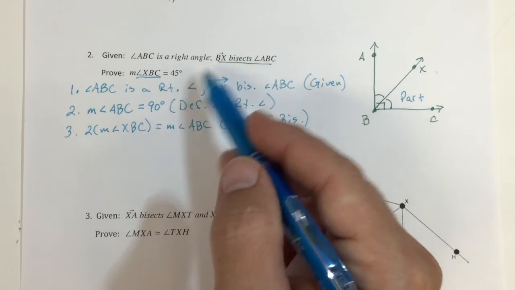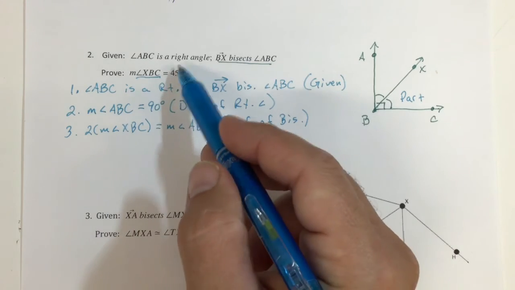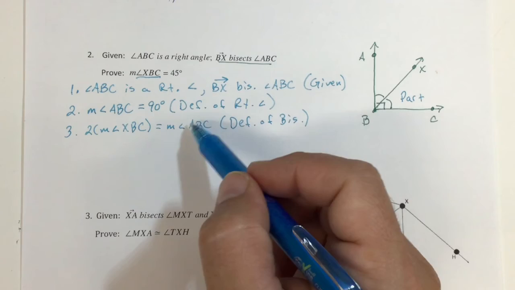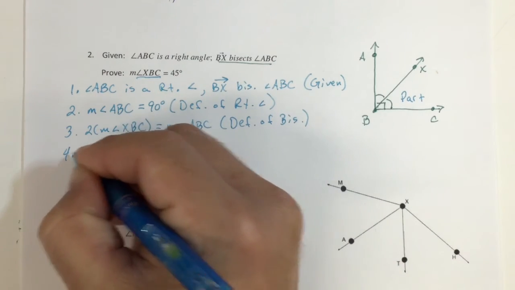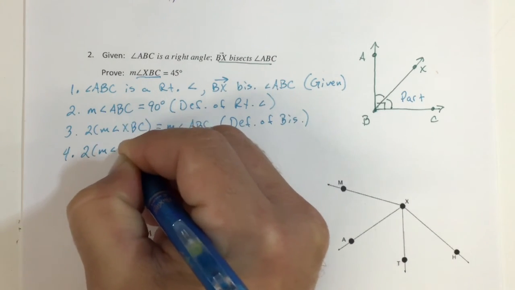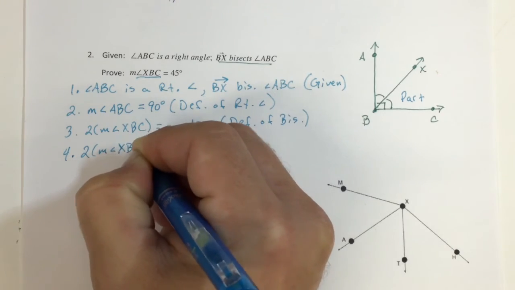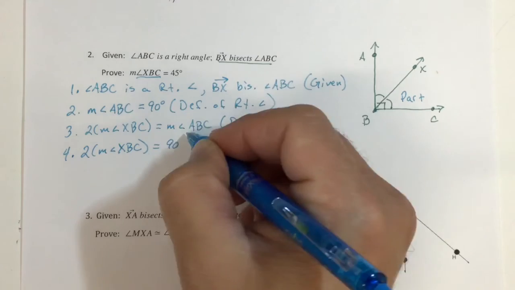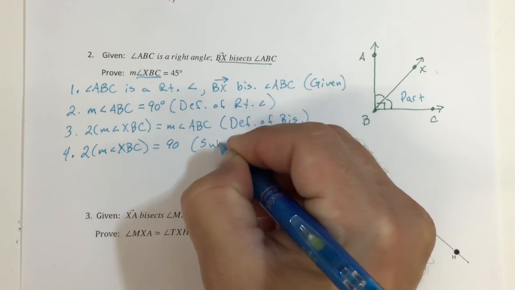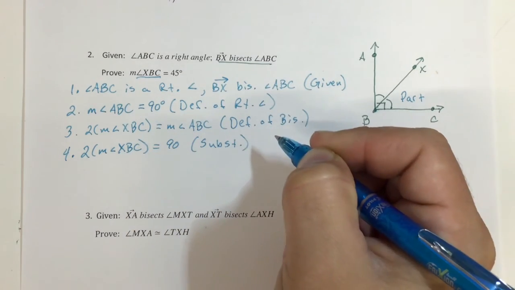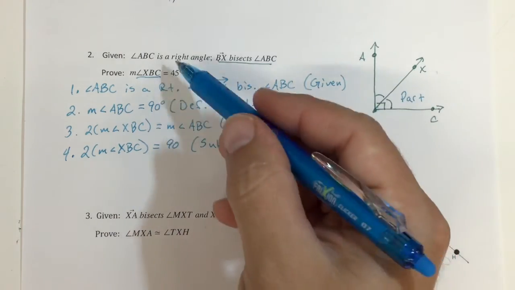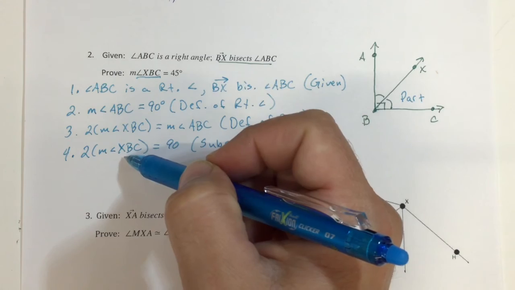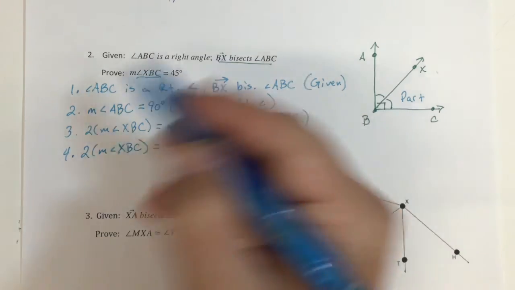I can't substitute with congruence. If that was congruent, I wouldn't have any numbers. But it's an equal sign, so I can substitute in there, making this 2 times the measure of angle XBC equals 90. Again, we just substituted in for ABC. Well, now it's just about actually doing a little bit of algebra. We are going to solve this equation for the measure of angle XBC by dividing both sides by 2.